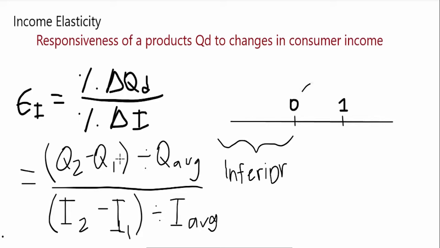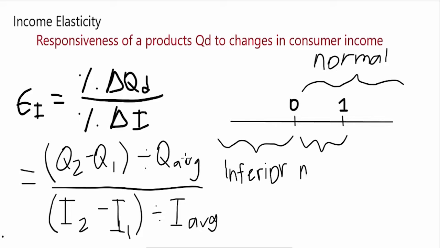When it's greater than 0, you know it's a normal good because, of course, they shift in the same manner. They're both either going to be positive or they're both going to be negative on the top and the bottom. And so if your income rises, so there's a positive change, there's going to be a positive change in the quantity demanded. And you know that means that it's a normal good. Now, to go even more into detail, when it's in between 0 and 1, it would be a necessary good.